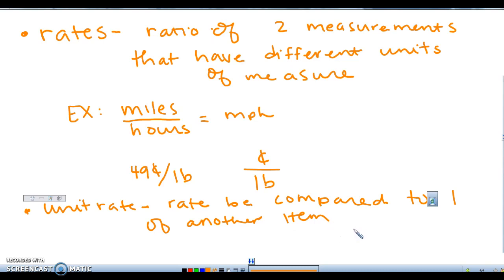So maybe it's 49 cents per 1 pound. That's a unit rate because I'm comparing how much it costs per 1 pound. That being said, I can get 9 pounds of bananas if I really want bananas badly. And it's not 49 cents for it all, it's 49 cents per pound. So I would need to multiply those 49 cents per the 9 pounds that I have.